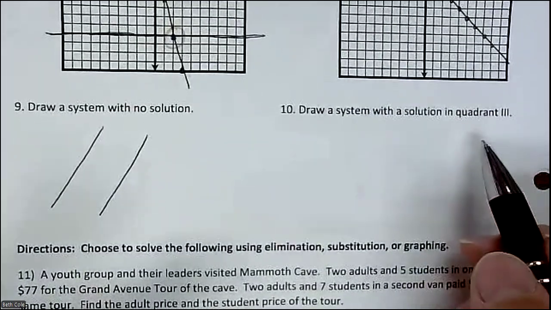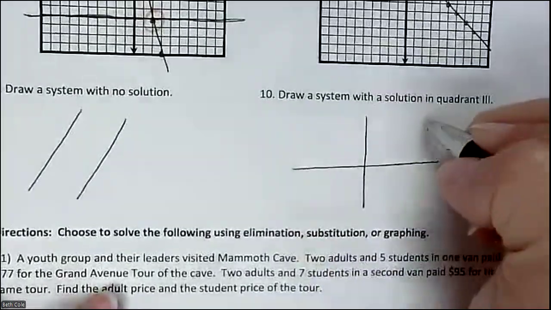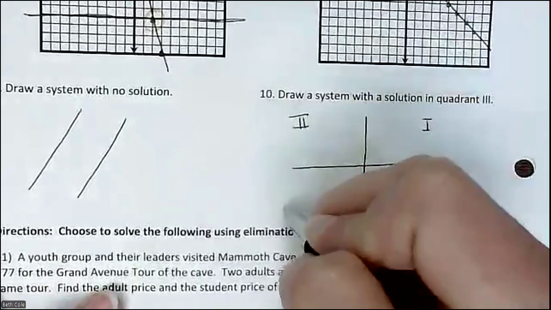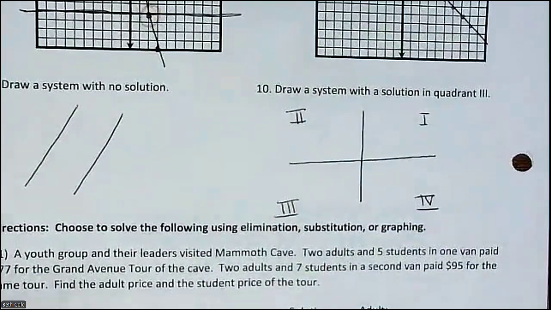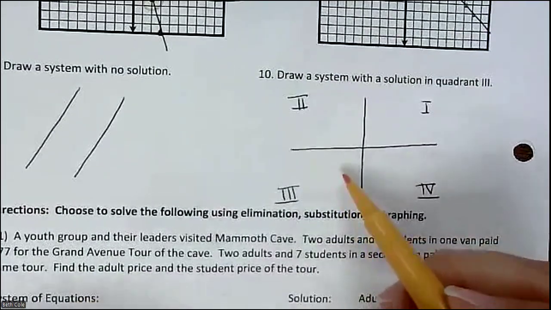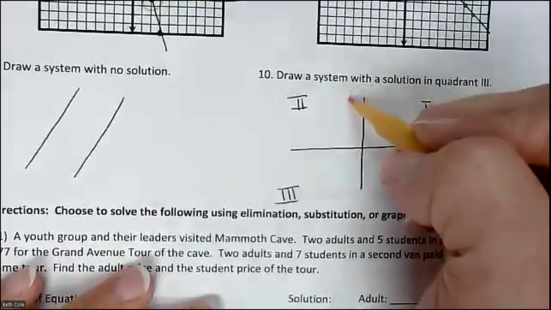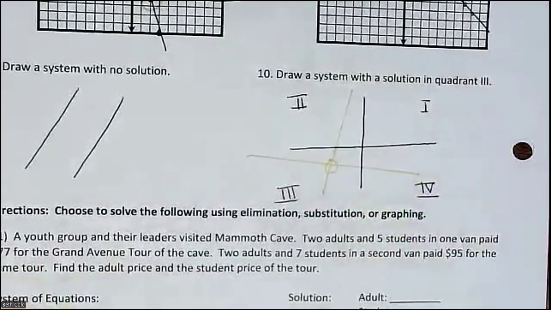Do you guys remember your quadrants? Have you learned your quadrants? 1, 2, 3. Okay, so here's your quadrants. This is 1, this is 2, this is 3, and this is 4. So draw a system with a solution in quadrant 3. That just means you want them to intersect in quadrant 3. So I don't know, something like this. You see how I made them intersect in quadrant 3? That's all that means.